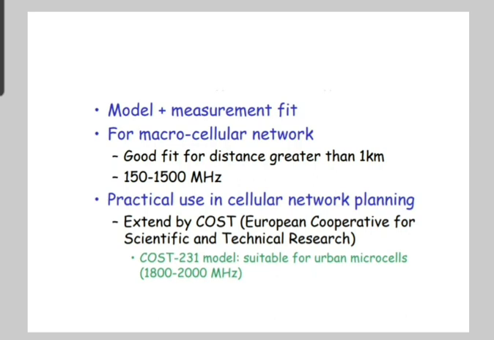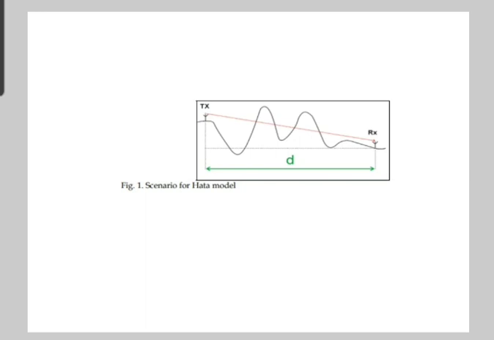So for macrocellular networks, it is a good fit for distances greater than 1 kilometer. For practical use in cellular network planning, it is extended to COST. Then this diagram shows the scenario for the Hata model. Here d is the distance between the transmitter and receiver.